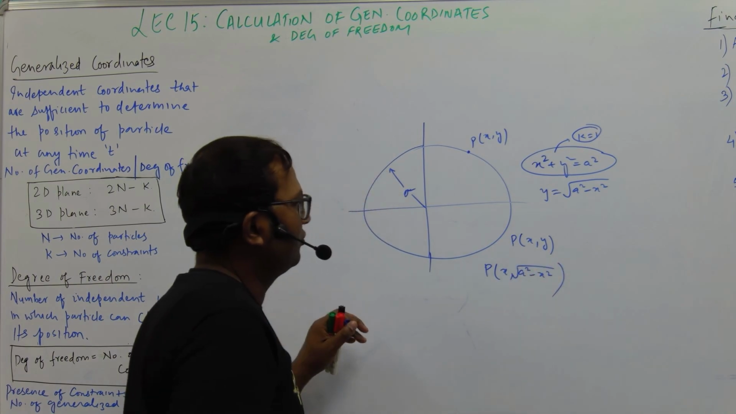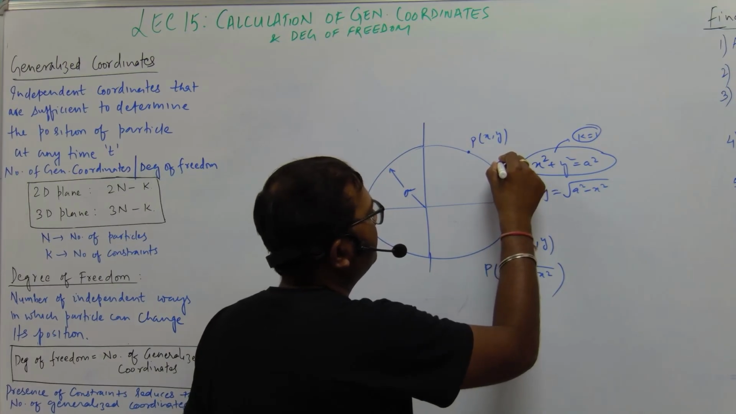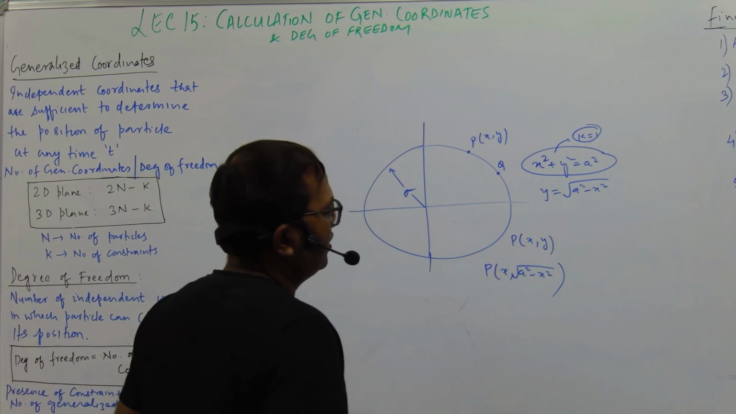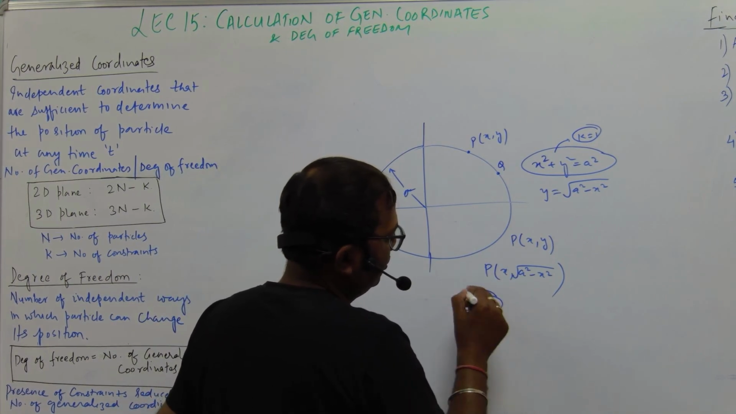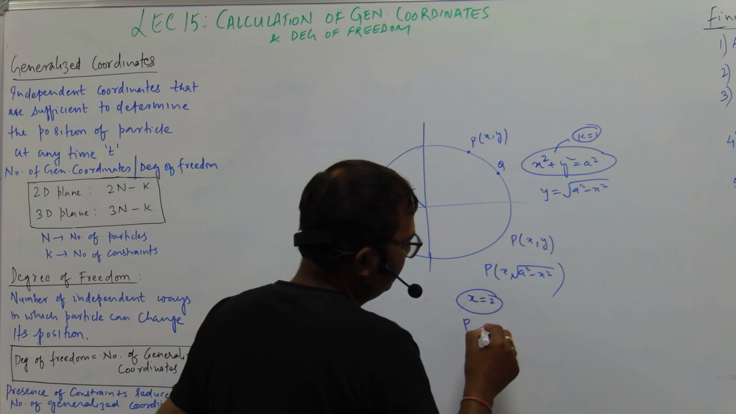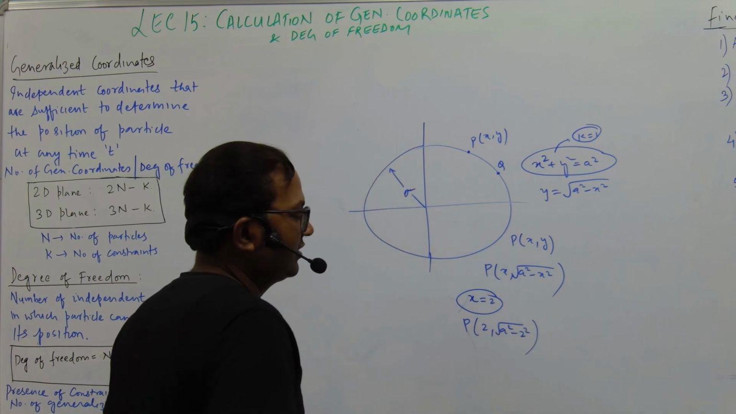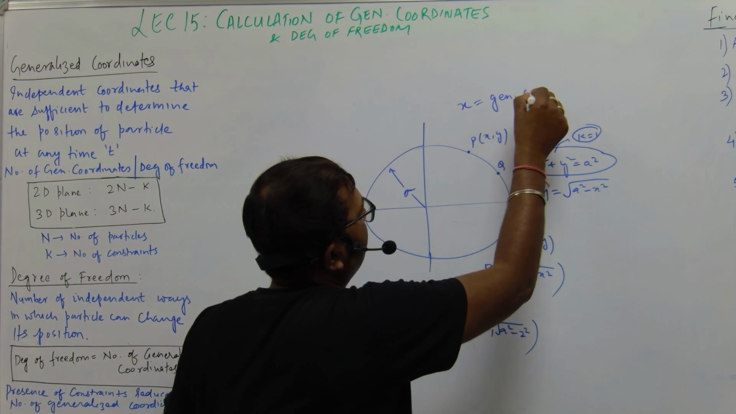For determining the position at any point, let us take this point as Q. What do we need? Only the x value is required. Suppose x is equal to 2. So what will be P? This will be equal to (2, square root of a square minus 2 square). So only x is needed. So x is our generalized coordinate.